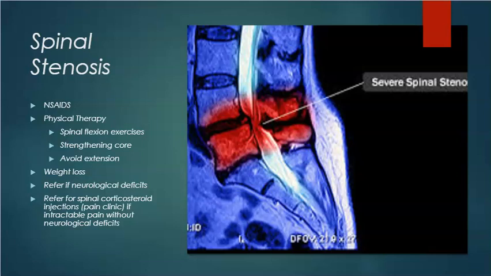I am not going to discuss Cauda Equina syndrome other than you need to know that the presenting symptom is saddle anesthesia with bilateral lower extremity weakness and possibly bowel and bladder incontinence. These patients should be referred to neurosurgery immediately. So that's one of those red flags.